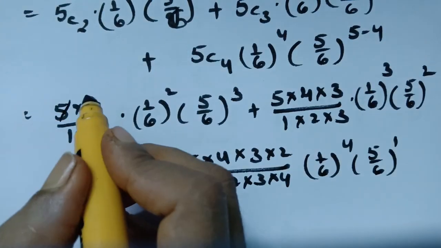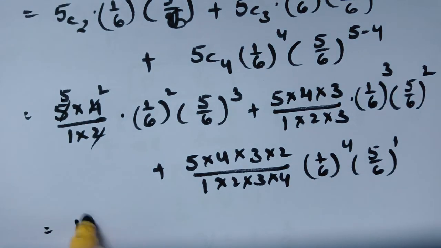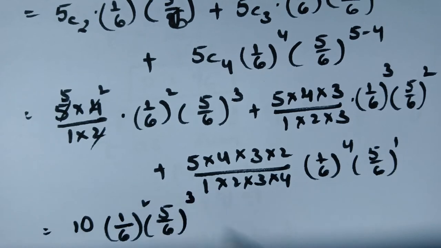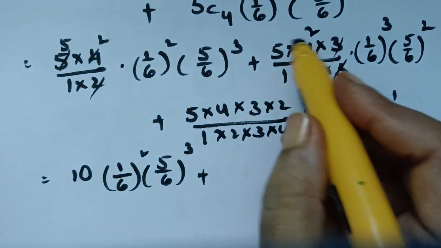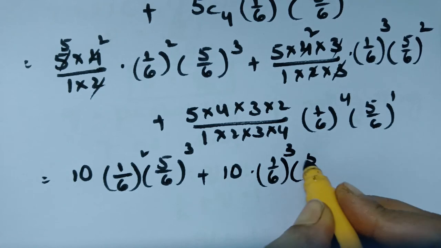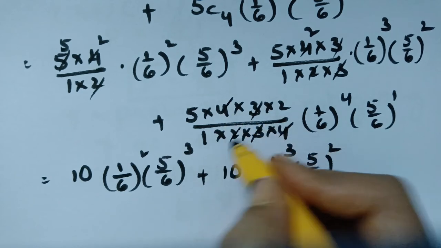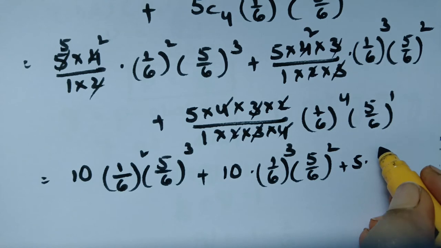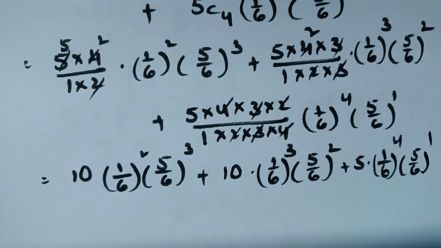So if I cancel, in 2 table, so this will be 5. This is 5 2s are 10, 1 by 6 square and this is 5 by 6 cube. And next one, see, 3 we can cancel and this is 2. Again 5 2s are 10, 1 by 6 cube into this value is 5 by 6 square. See here, 3, 3 we can cancel, 4, 4 we can cancel and we got the value as 5 into, so this value is 1 by 6 power 4 and 5 by 6 power 1.